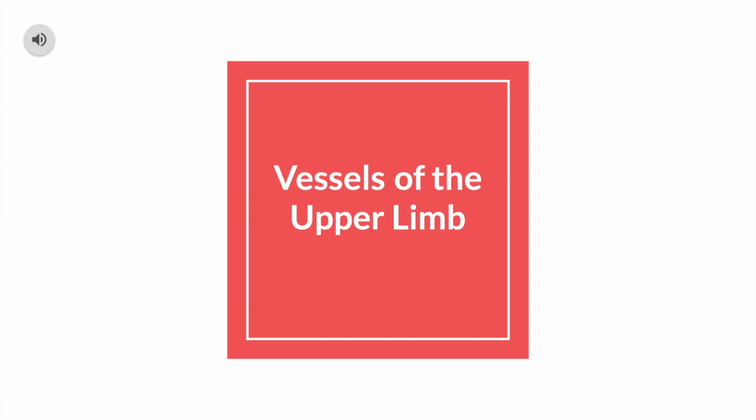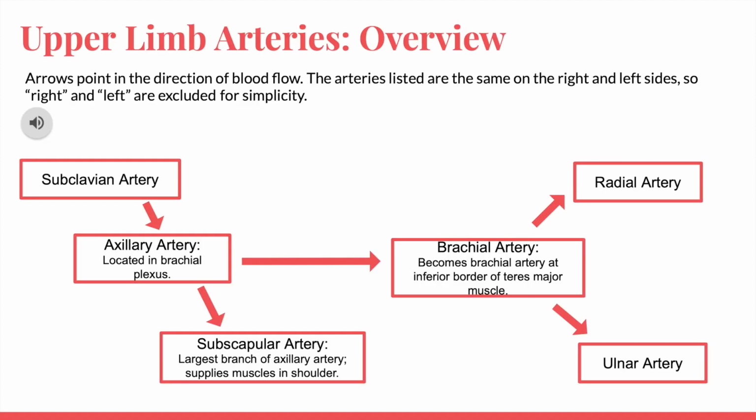We will now move from talking about the thoracic vessels to talking about the vessels of the upper limb. This slide shows an overview of the upper limb arteries. We begin with the subclavian artery, which is part of the thoracic arteries. That continues on to form the axillary artery.